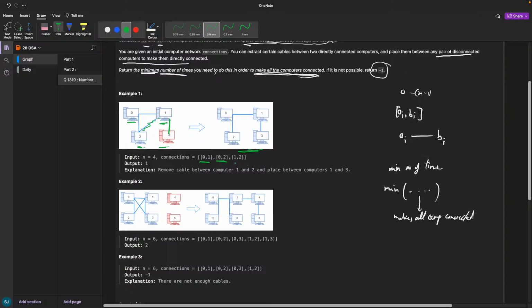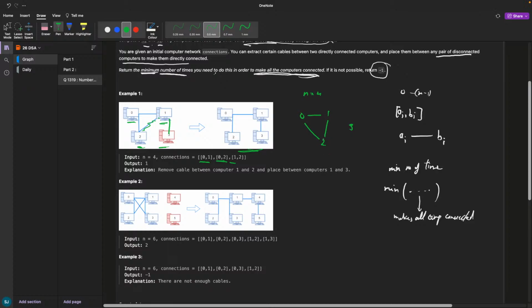So let's see how this is built. There is computer 0 to 1, which is like this. Then there is 0 to 2, which is like this, and there's 1 to 2. But the n over here is 4, so that means your left out computer is 3. Okay, now what do you do to connect that? We need every single one of them reachable.